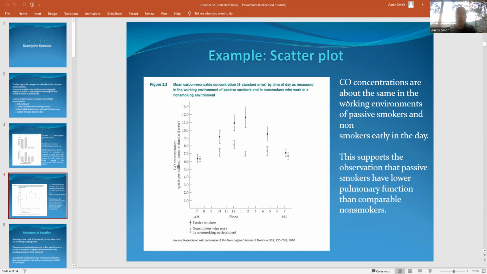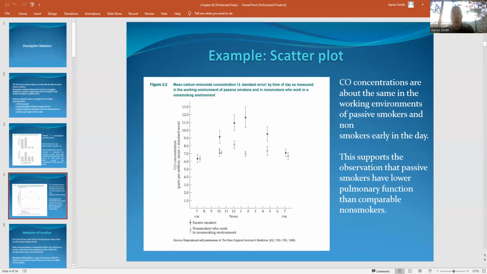Now here, we want to look at a scatter plot. The CO concentrations are about the same in the working environment of passive smokers and non-smokers early in the day. This supports the observation that passive smokers have lower pulmonary function than comparable non-smokers. Let's check this out. Dark is passive smoker. Open circle is non-smoker who works in non-smoking environments. We see that they're about equal.